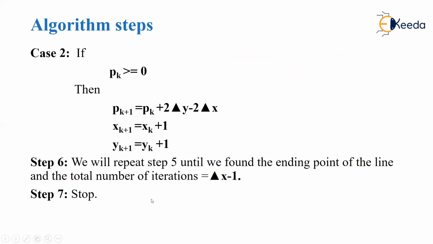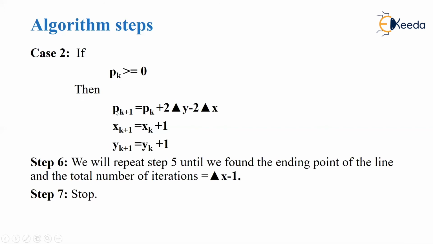And in the second case, if the value of pk is greater than or equal to 0, then we have to use three different formulas, like pk plus 1 is equal to pk, that is the previous value of the error term, plus 2 delta y minus 2 delta x.